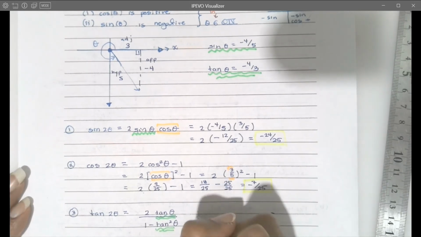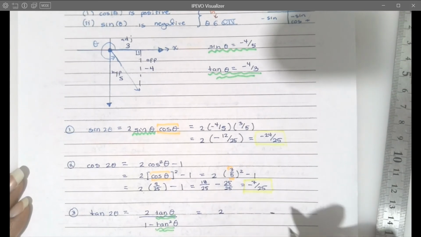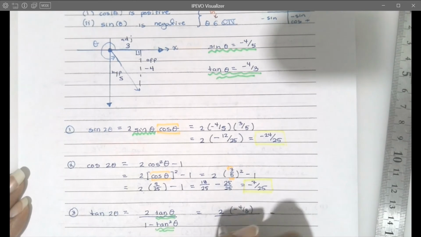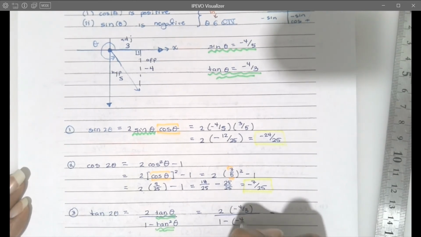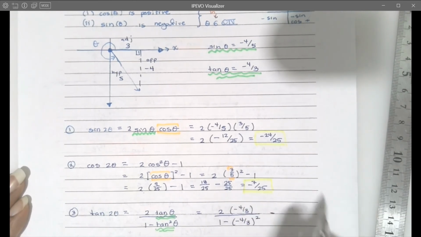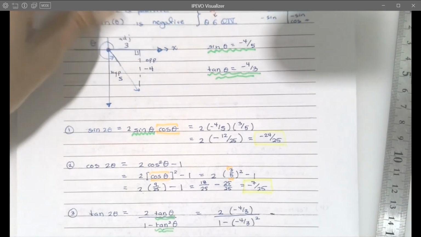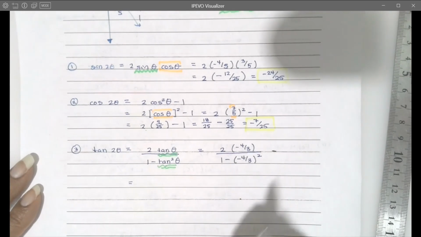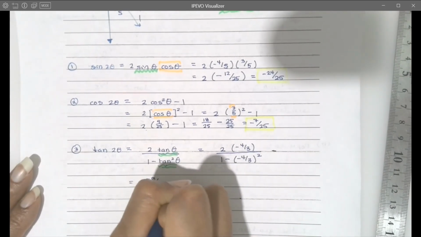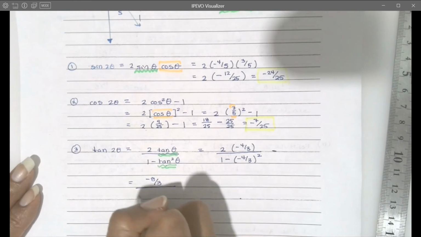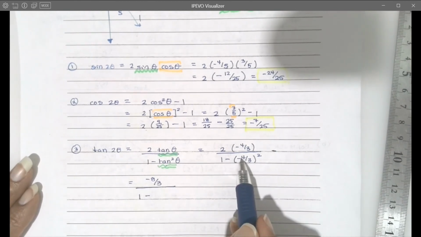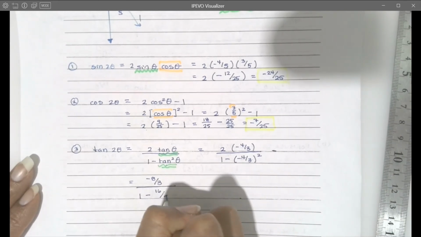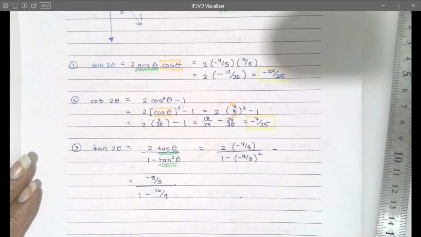Okay. Now, that would mean a 2 times a negative 4 over 3 divided by a 1 minus negative 4 over 3 squared, because this is a tangent squared theta. So what that means is that we'll have a negative 8 over 3 in the numerator divided by a 1 minus negative 4 squared is a 16, 3 squared is a 9. Okay, so 1 minus 16 over 9.